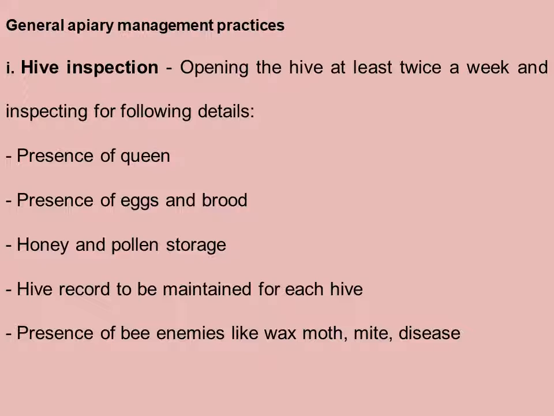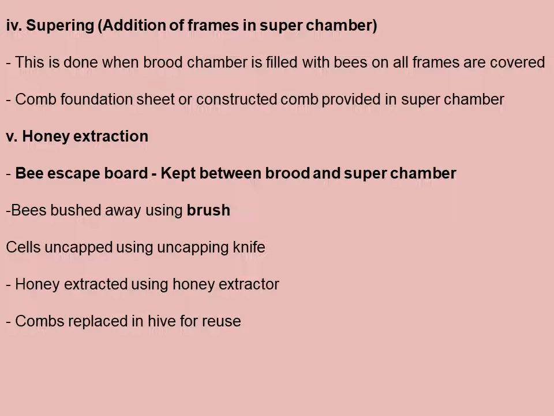A hive record is to be maintained for each hive, and the presence of bee enemies like wax moth, mite, and disease in that area should be checked, because if these are present they would damage the hive, and if the hive is damaged, then why are we constructing the hive? To collect the honey and wax, so all these would also be damaged. So the presence of enemies has to be checked from time to time. So hive inspection should be done.